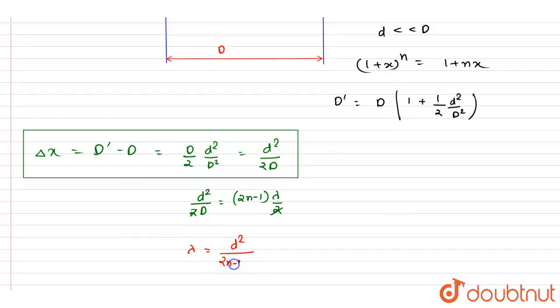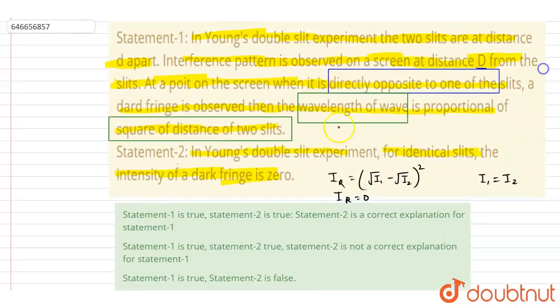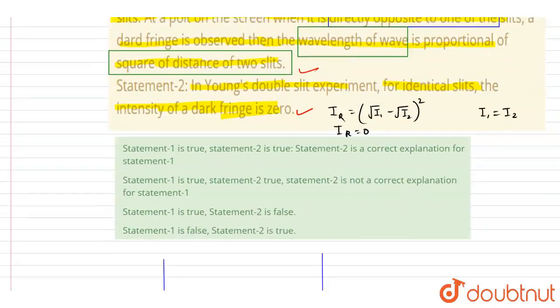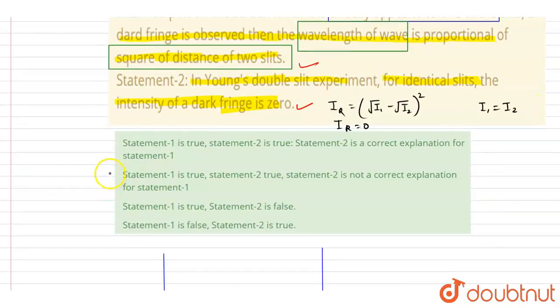If I talk about the point directly in front of one of the slits, the dark fringe will form if this relation is followed, and here the wavelength is proportional to this. So basically statement 1 and statement 2 both are true, and you could see that statement 2 is not being used to explain statement 1, so B is correct. Not a correct explanation for statement 1, but both are true.